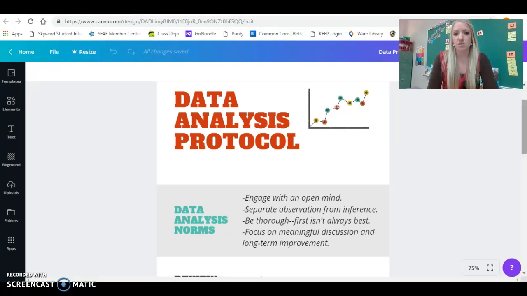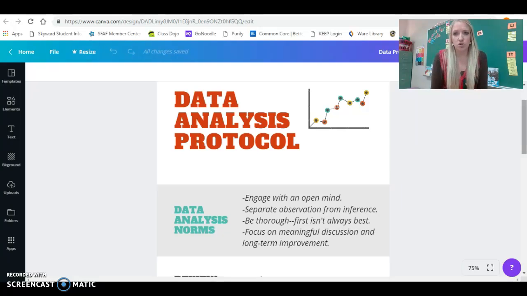So, what I would like to do is start each meeting by reminding teachers to engage with an open mind, not to come in trying to place blame anywhere or pinholing just one option as the problem. I would like to remind them to separate observation from inference. So look at the data, see what it has to say, and don't just jump to the first conclusion that you see. Be thorough. The first solution you may think of might not always be the best one.